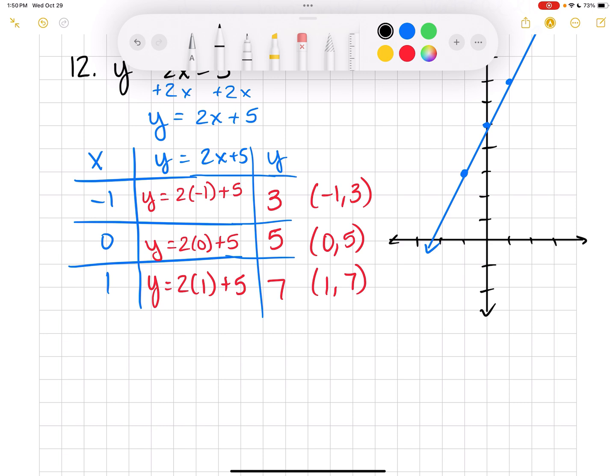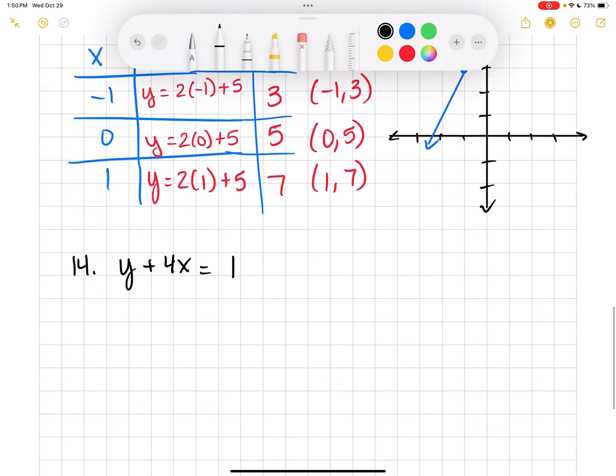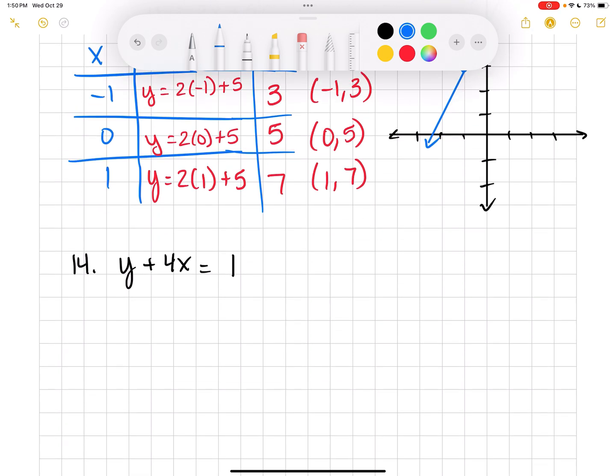All right, let's do 14. y plus 4x is equal to 1. So first and foremost, I've got to get y by itself. How do I do that? Subtract 4x. Yep. Subtract 4x, which gives me y is equal to negative 4x plus 1.